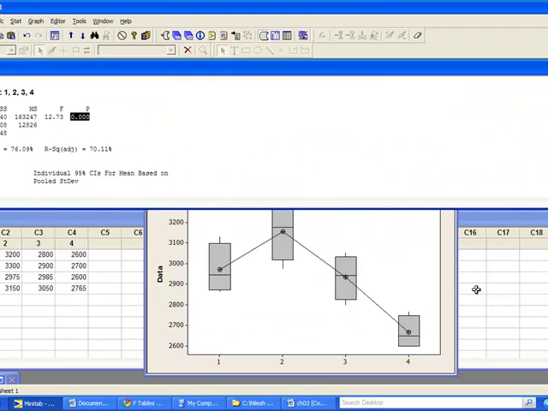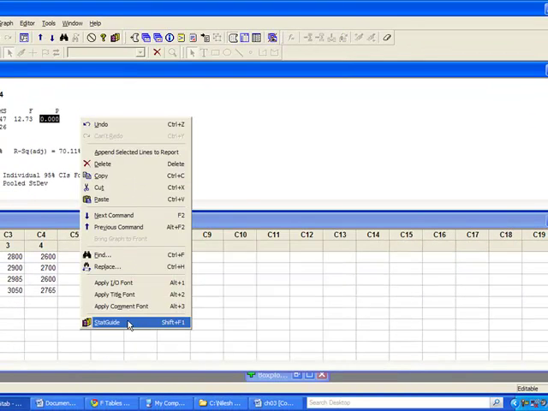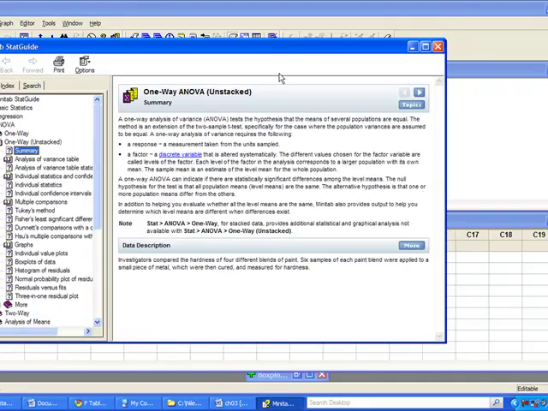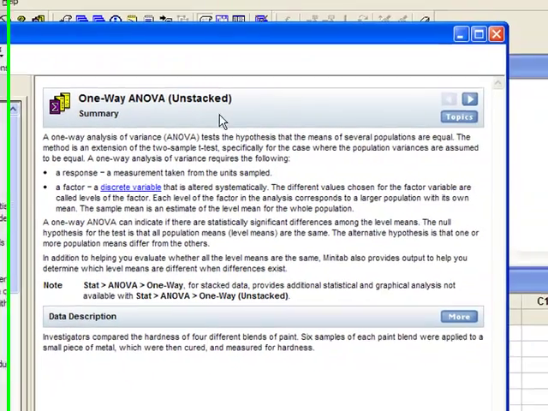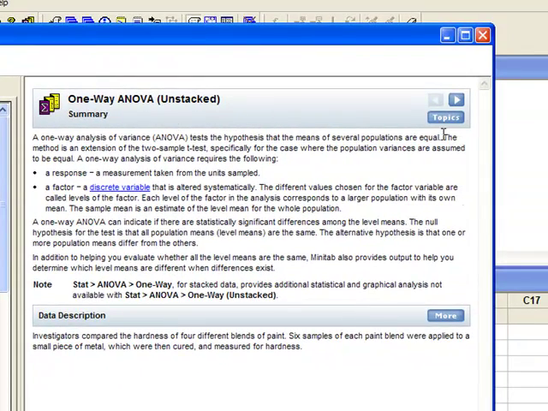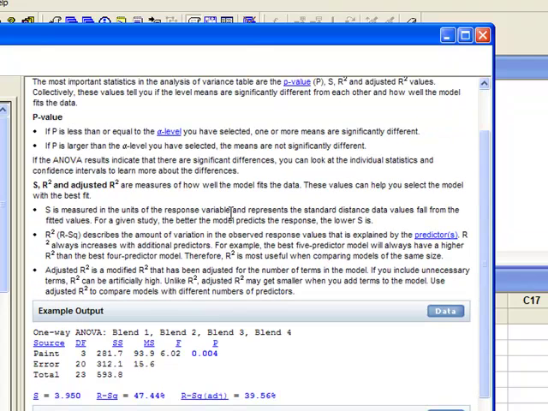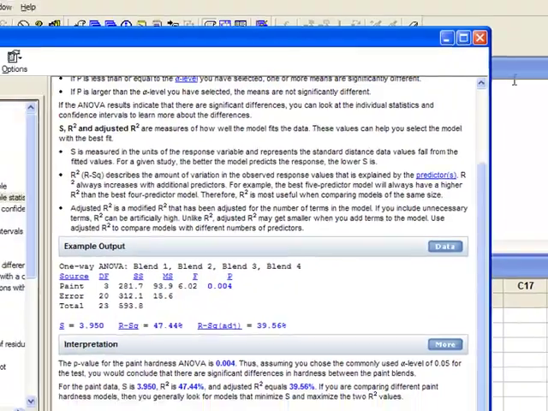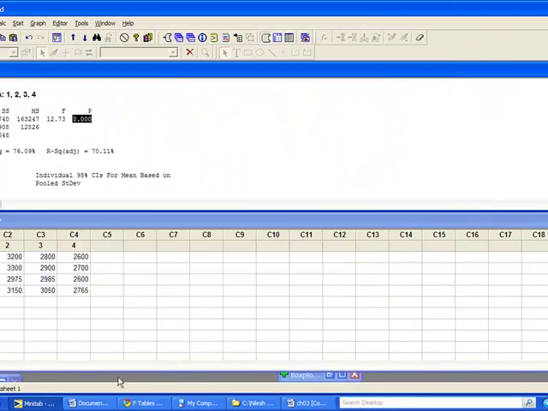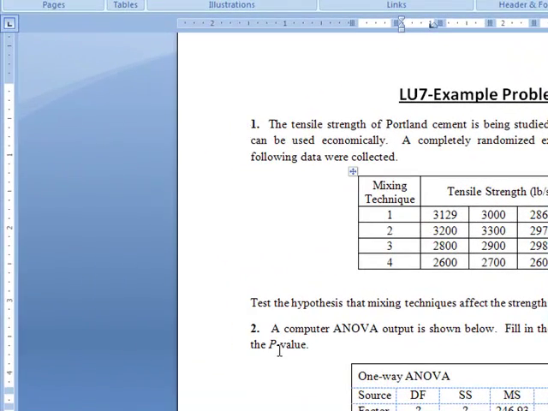Now I also wanted to explain a little bit more about this problem. If you right click here and go to Stat Guide, you have some information on one-way ANOVA unstacked. If you read this, you will have a better understanding of one-way ANOVA and how to calculate the parameter values using Minitab. Right? So good. That's all about problem 1.